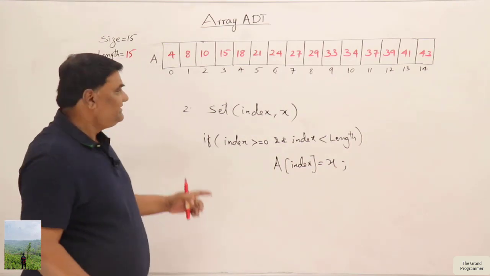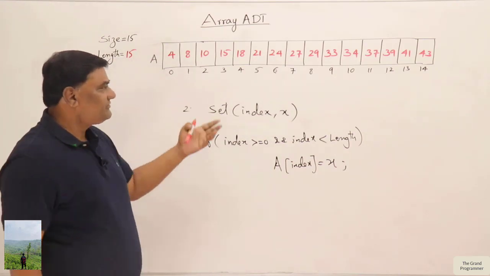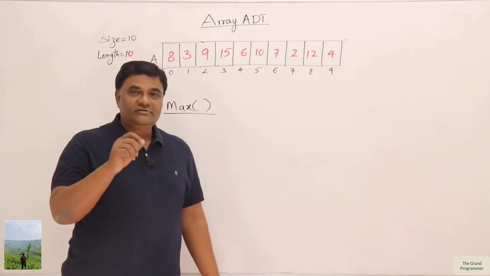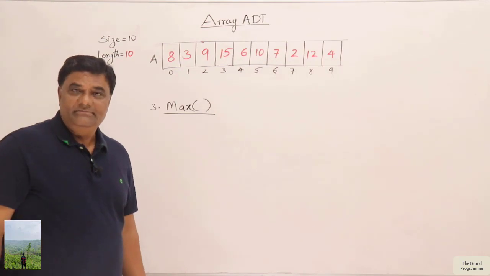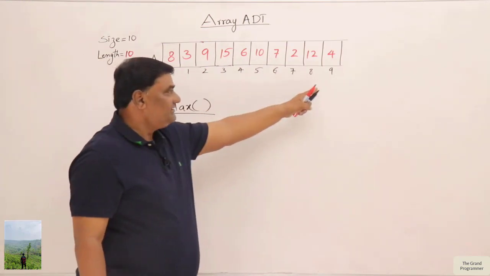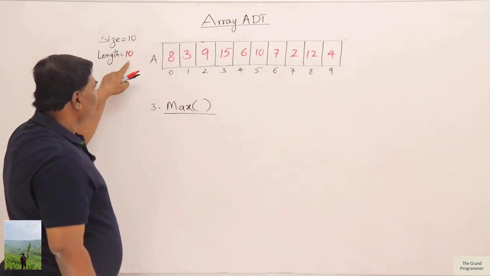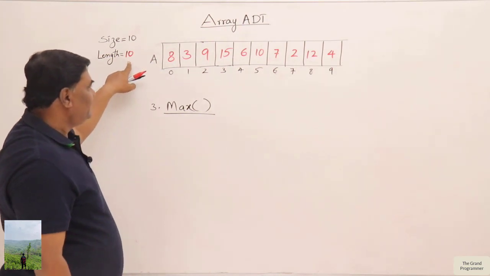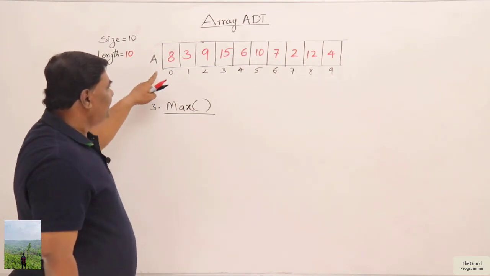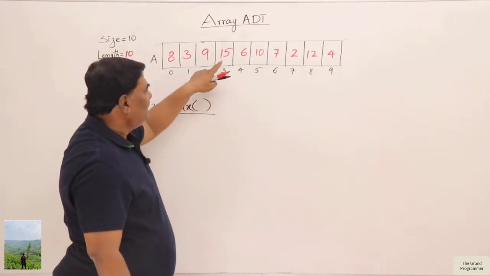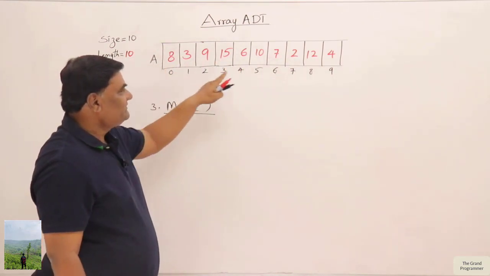For that I will change the list, because this is a sorted list, so I'll take some other list. Now let us look at the max operation, that is finding the maximum out of these elements. I have a list of size 10, and all 10 elements are present, so the length is also 10. From this list, the largest number is 15.